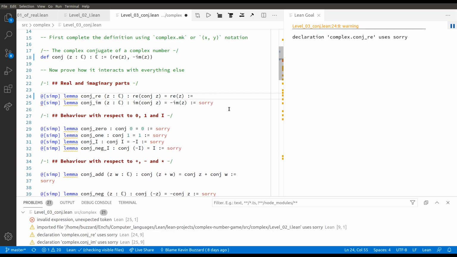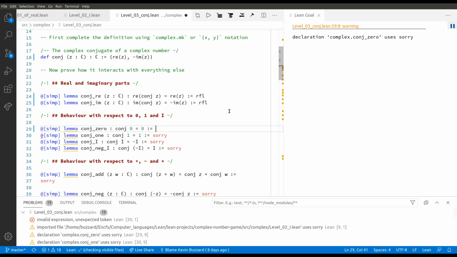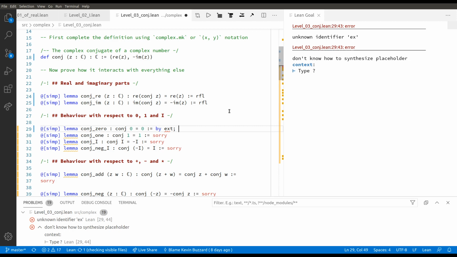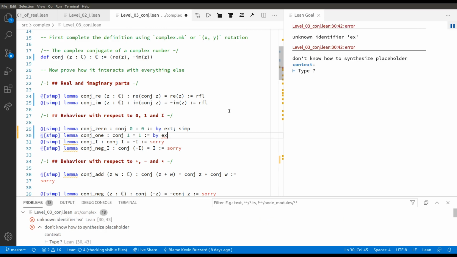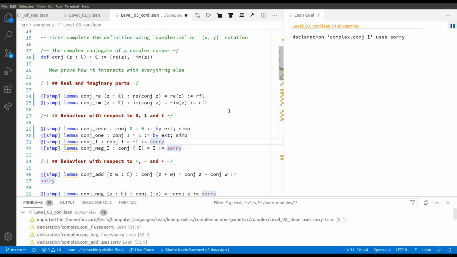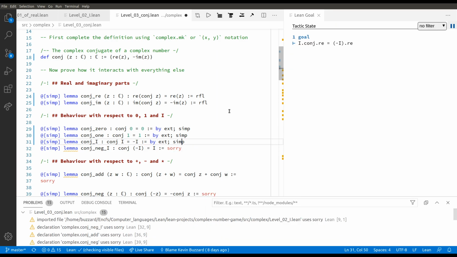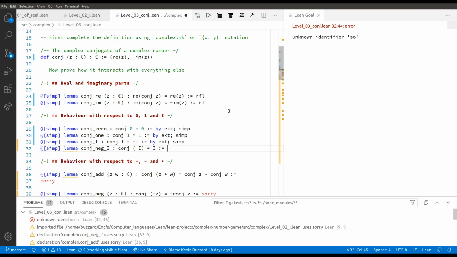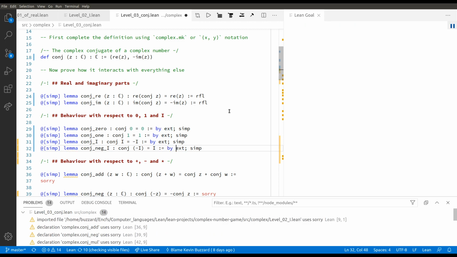So why is this going to be true? This is probably true by definition. It is. And this is true by definition. And now conj 0, I bet this isn't true by definition. No, because minus 0 is not equal to 0 by definition. So this should be by simp. And this will be by simp. So we're training it now with respect to 0, 1, and I by simp. So all these proofs are checked on real and imaginary parts, and now it's easy by simp. I forgot the by. So that's done.